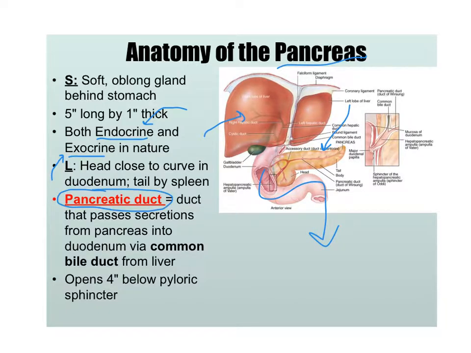Now, when the pancreas is directly involved in digestion, its contents go through what's called the pancreatic duct, and you can see that right here. You can see it intersects with what's called the common bile duct, which is coming from the liver, and both are going to excrete their product into the duodenum, the very first section of the small intestine. Also know that it occurs below what's called the pyloric sphincter, and that is a valve between the stomach and the very beginning of the small intestine called the duodenum.